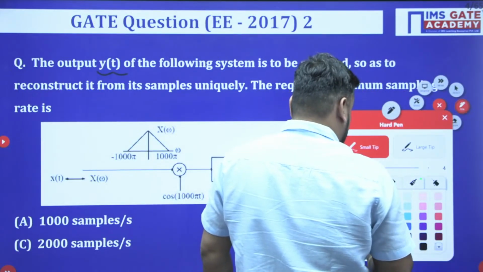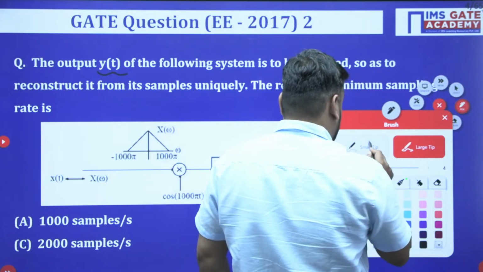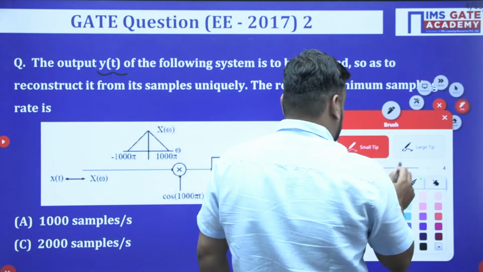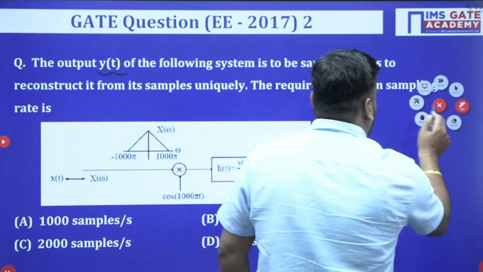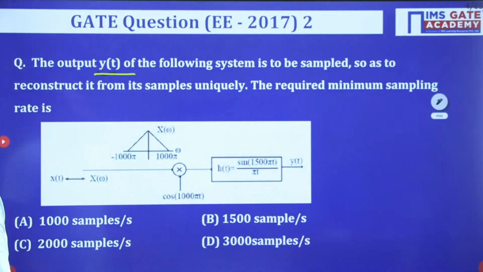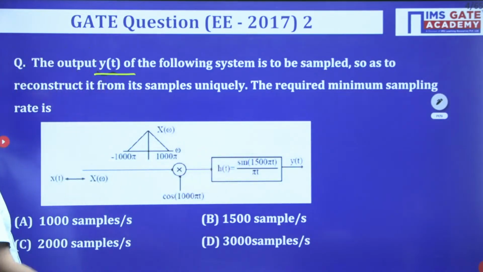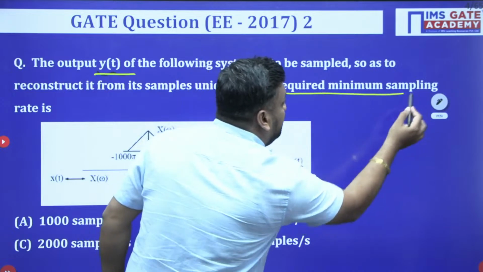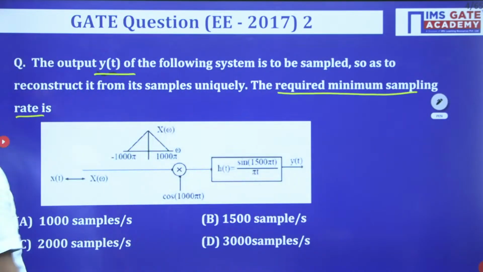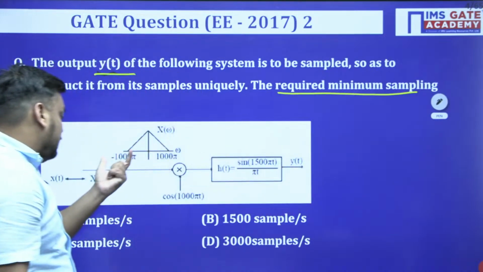Let me change the color of the pen. So you should check the output y(t) of the following system, so as to reconstruct it from its samples uniquely. The required minimum sampling rate is what? For the output y(t). Not asking for x(t), guys.